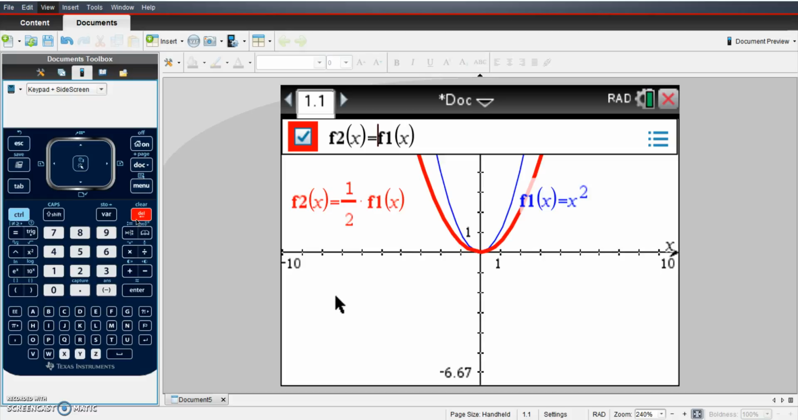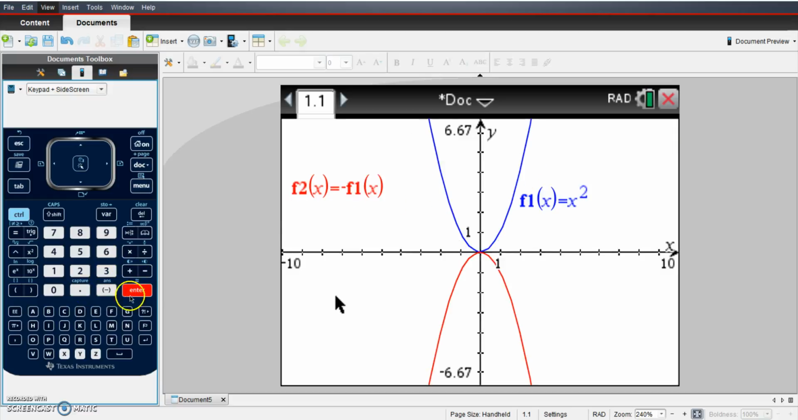And in this case, all we have to do is put a negative sign. Make sure you put negative and not the minus, because that's going to be something completely different. And all we have to do is hit enter. And as you can see, it looks exactly the same as the parent function, except it's going in the opposite direction. And it's because of that negative sign here. So the negative sign just reflects it over this x-axis.